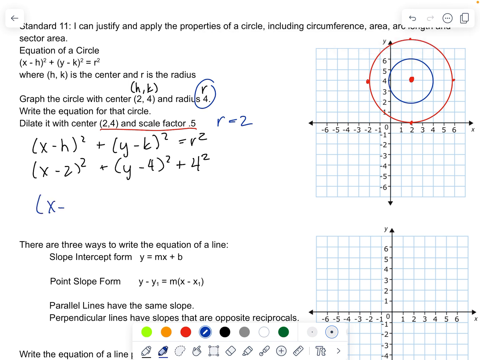The center is the same, so I still have an h of 2 and a k of 4. But my radius would be 2 squared. Oops, I have an error here. This should be an equal sign.